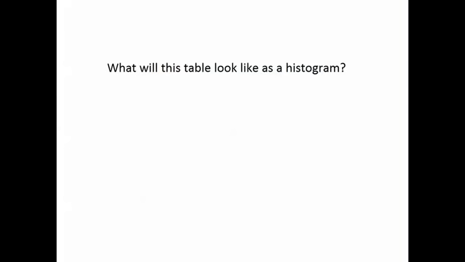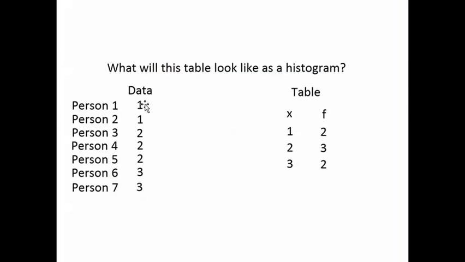So here's our first example. We have this data set right here. We've recorded data from 7 people. Each of these numbers can be whatever you want them to be. They could be the number of children that each person has, maybe. Here we have a frequency distribution table that summarizes this data set.